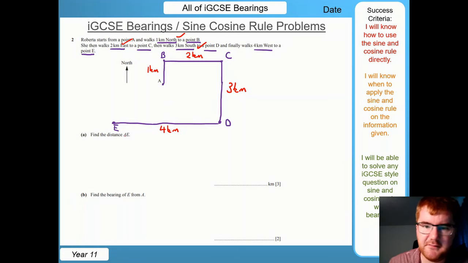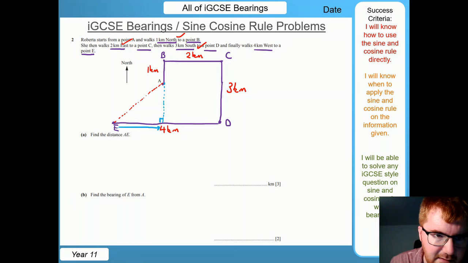Now the question wants us, for 3 marks, to find the distance AE. So let's pop that in. I'm going to do this in red. So we want to work out this distance here. And as soon as you see this, the first thing that comes to mind is, could we actually make a triangle? So if I drop a line down here, this would be a right angle because this is due north and this is due west. So we know it's a right angle triangle, that's helpful. And we can work out the missing lengths. So if this is 2 kilometers and this is 4 kilometers, then this length here, I'm doing in blue here, is going to be 2 kilometers. The difference between 4 and 2.